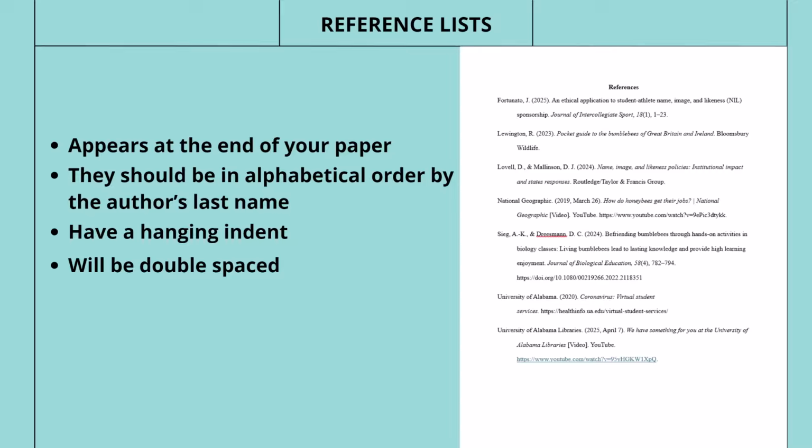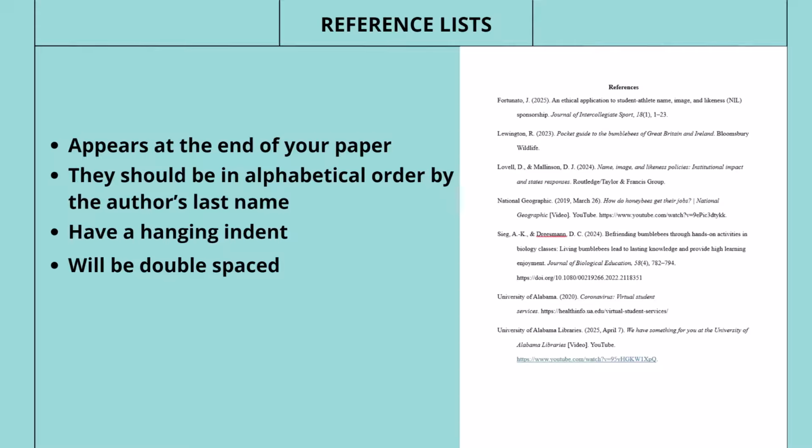Each of the examples we just looked at are examples of full citations that would be found on your reference page. In APA style, the reference list appears at the end of your article, with the lines being double-spaced, all of your sources in alphabetical order by last name, and each entry should have a hanging indent.